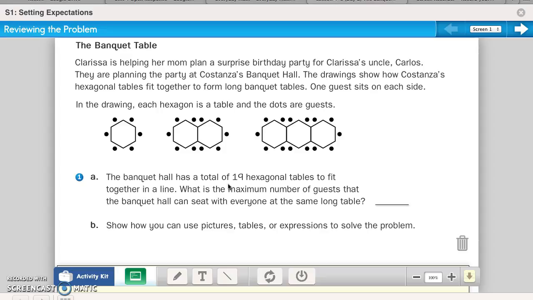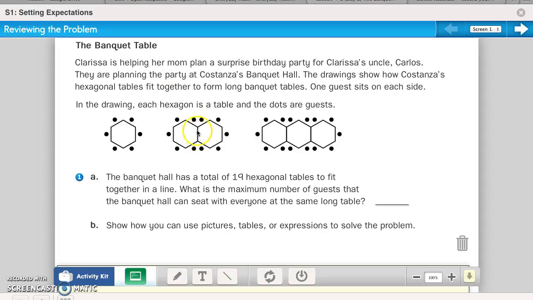Clearly it would be a waste of our time to draw 19 hexagons and put dots around them, or even to use pattern blocks like we did for the 1, 2, and 3 configurations. And we definitely don't want to set up 19 tables in real life and put chairs around them. So what we're looking for is a pattern, a relationship between the number of tables we set up and the number of guests that can be placed around the outside of those tables.